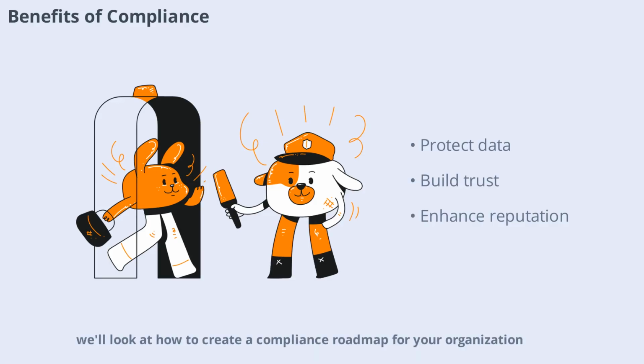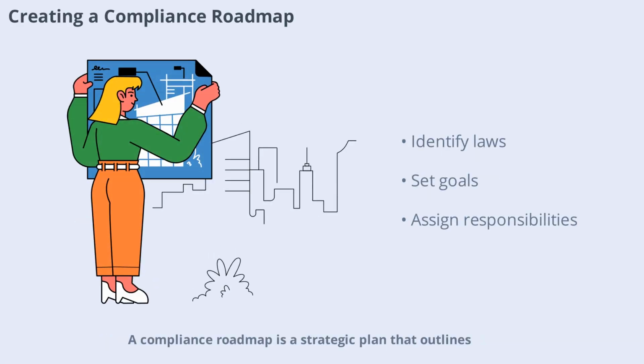Next, we'll look at how to create a compliance roadmap for your organization. A compliance roadmap is a strategic plan that outlines the steps an organization will take to meet regulatory requirements. It includes identifying applicable laws, assessing current practices, setting goals, and assigning responsibilities. A clear roadmap helps organizations stay organized and track progress. Regularly reviewing and updating the roadmap ensures that compliance efforts remain effective.